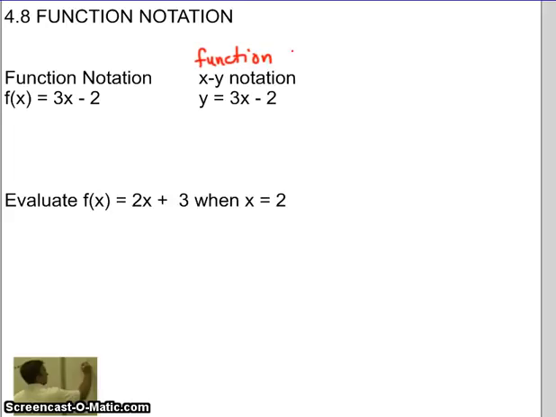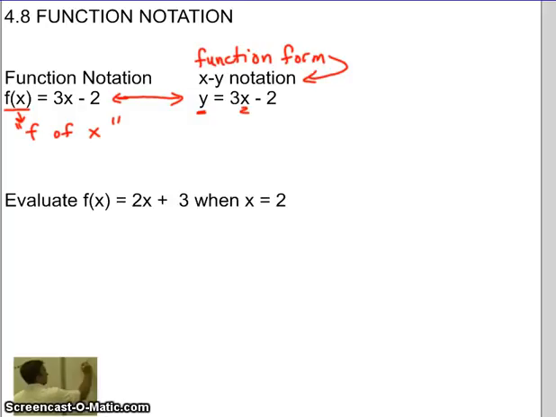Okay, function form is actually in x and y notation when you have a y value and an x value. Function notation is when you have this f(x), also referred to as f of x. So we read this equation here, f of x equals 3x minus 2. It's very similar to y equals 3x minus 2. Alright, and all we're going to do with this section is learn how to deal with function notation in terms of how it relates to function form and all of that other stuff.